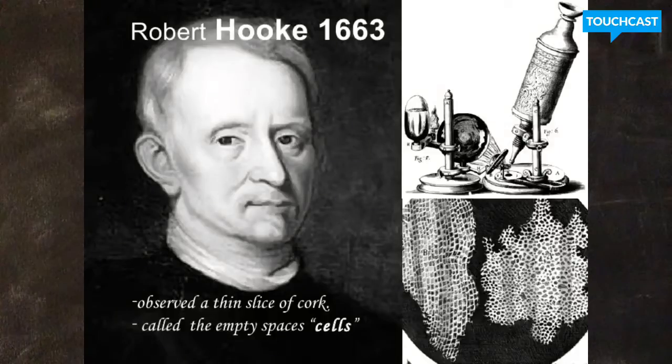So who came up with the name for a cell, you ask? Well, it was a scientist named Robert Hooke. Robert Hooke was an English scientist. He was the first person to describe the tiny box-like structures he saw in a thin slice of tree bark or cork. He named them cells, which comes from the Latin word for small room. So here are the little cells he saw, or small rooms.